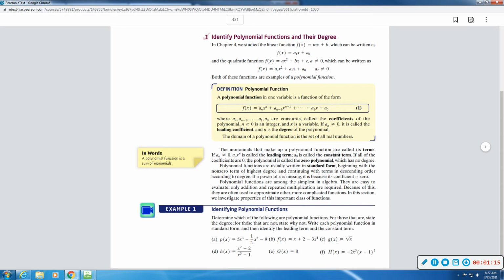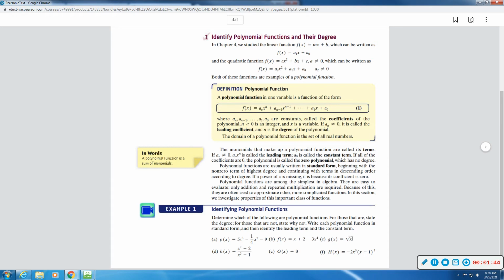They give you some examples of identifying a polynomial. Mainly what you want to look for is that you have numbers and one variable. Your exponents are whole numbers, and this would be a polynomial. This one would be a polynomial out of order. This one would not.